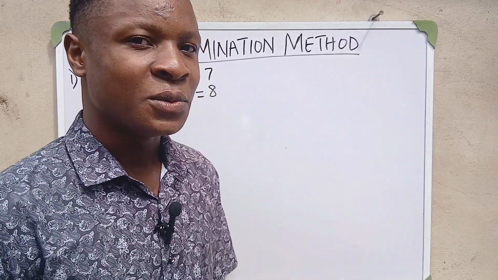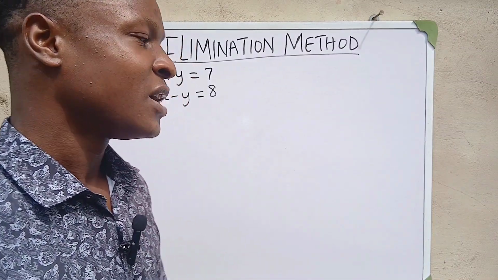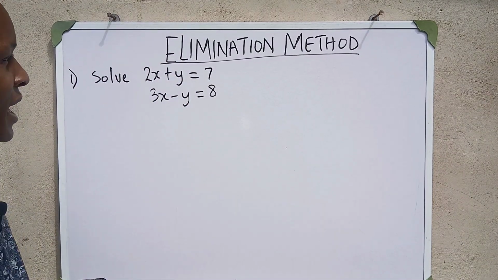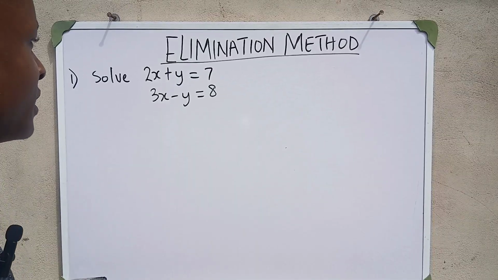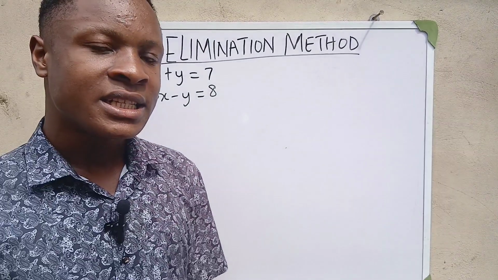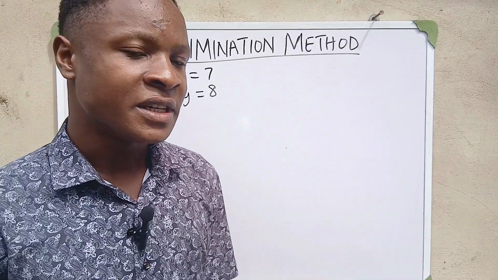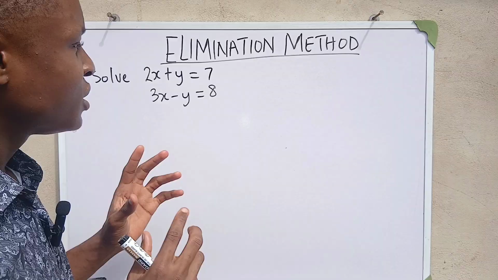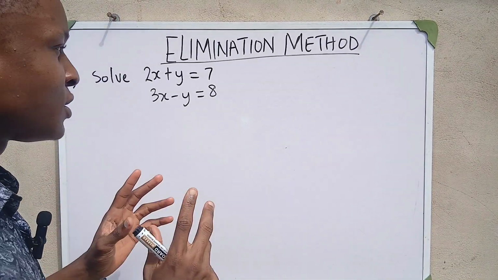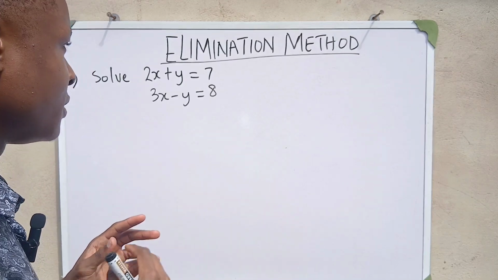In today's video, we'll be using the elimination method to solve simultaneous equations. So here our first question says solve 2x plus y equal to 7, 3x minus y equal to 8. Now the key thing about the elimination method is cancelling of variables. The main thing we are focusing on is to cancel one variable so that we are able to find the other variable.